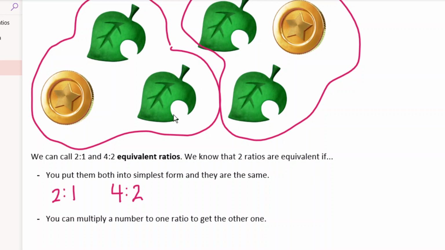Because there is a number that goes into 4 and also 2. So we write that as a fraction. The number that goes into both of them is 2. And we reduce this to 2/1 or 2-to-1. And you will notice that this is the same as our other ratio, and so they're equivalent. 4-to-2 is equivalent to 2-to-1.